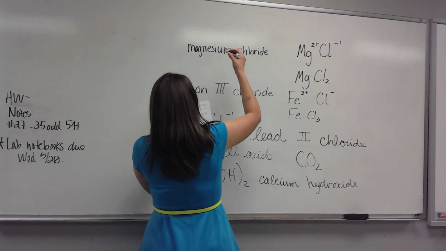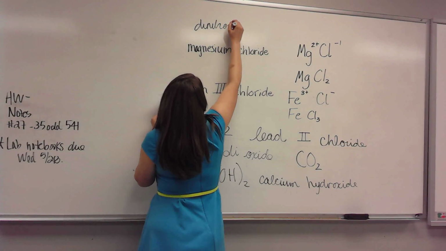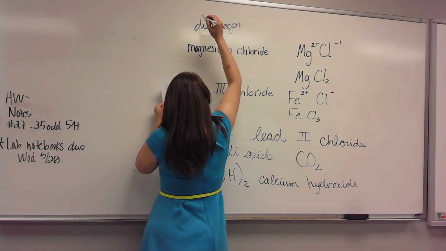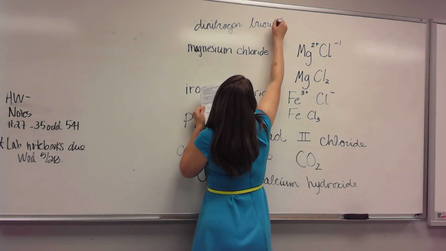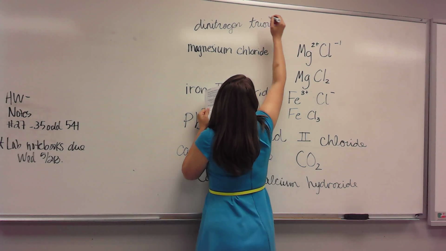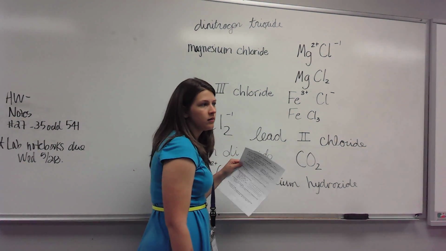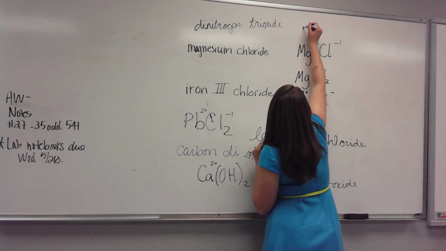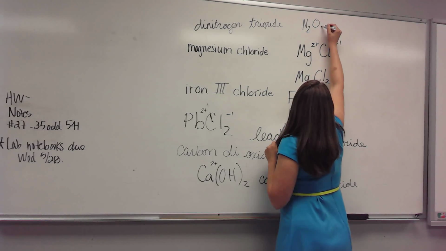Running out of room, so I'm going to go up to the top. Di-nitrogen trioxide. Di means 2, so I'm going to have 2 of those nitrogens. What's tri mean? 3, like tricycle. So I'm going to have 3 of those oxygens.